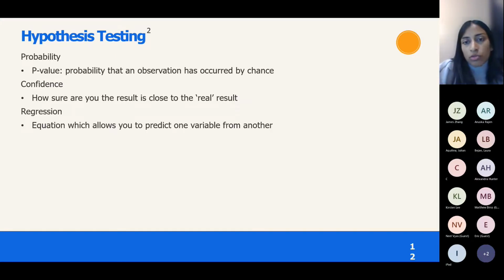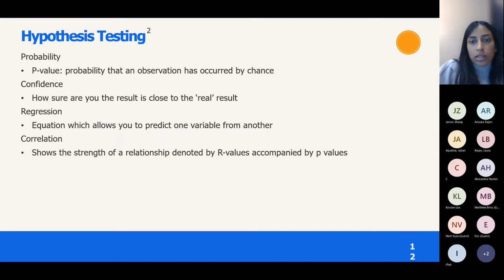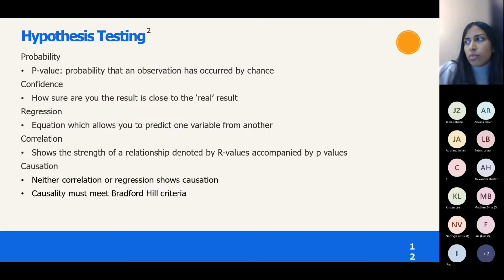You can also talk about something called regression, which is an equation that allows you to predict one variable from another, and we'll talk about this a bit more in a second. And correlation. So that's the strength of a relationship denoted by R values. You might remember this from A-level biology when we had to do Pearson's rank and stuff, and you get an R. If it's close to 1, that's a very strong, perfect correlation. 0 is no correlation.